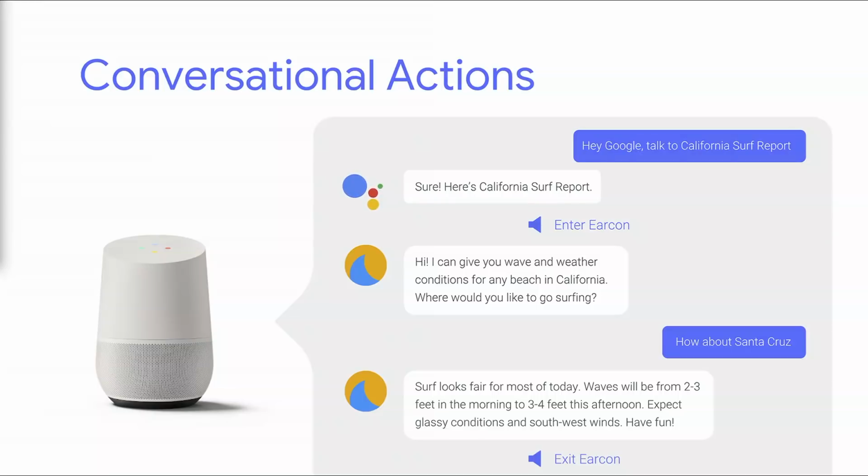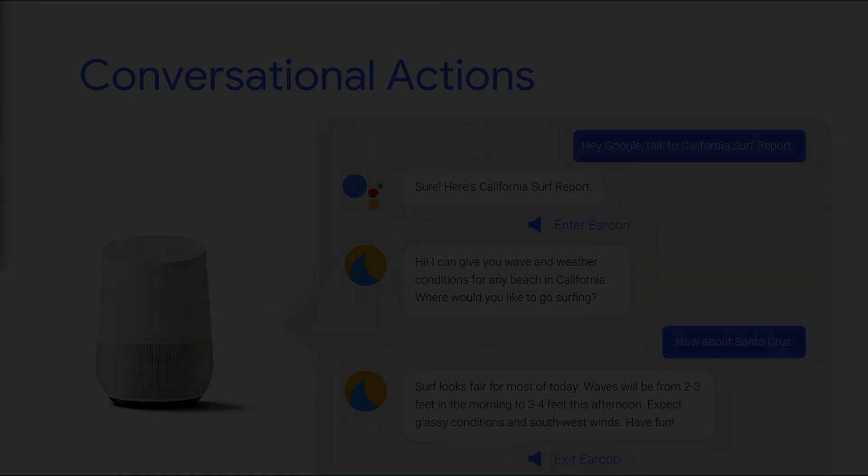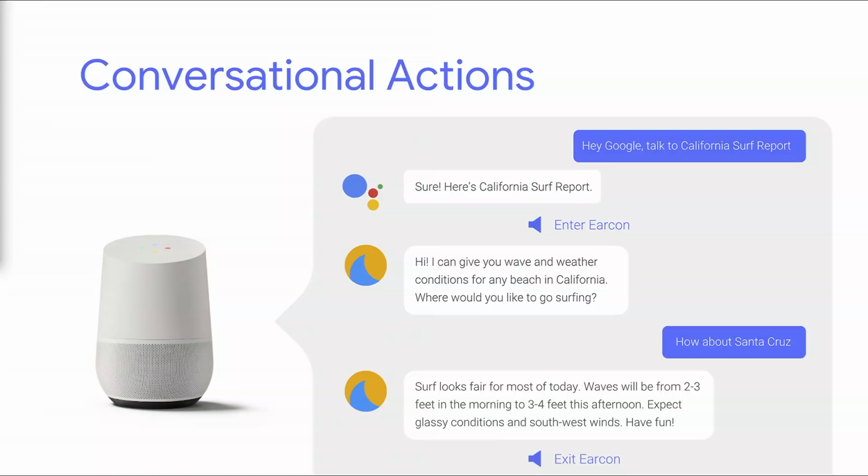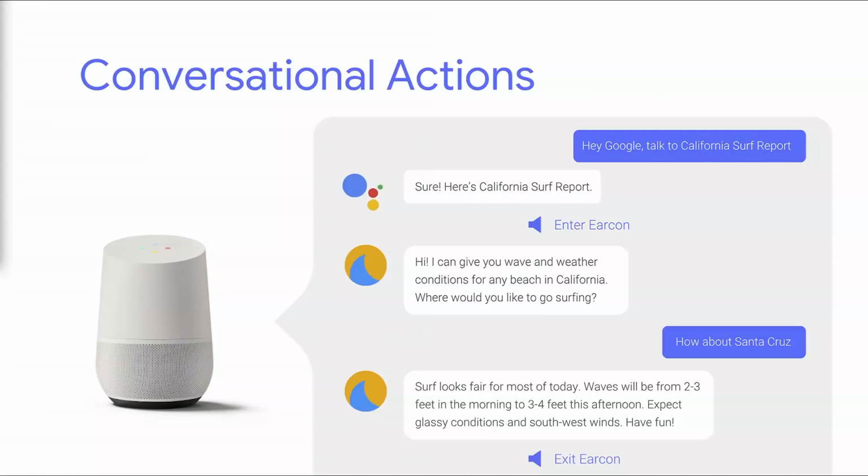The user hears an earcon, which is like an audio version of an icon. It's a distinctive sound, letting the user know a transition is taking place. And now the user is conversing directly with the action. The action welcomes the user in its own voice, explaining its functionality and asking an initial question. And finally, the action is able to respond with the information the user asked for and ends the conversation. We hear another earcon, letting the user know the assistant is back in control of the conversation.